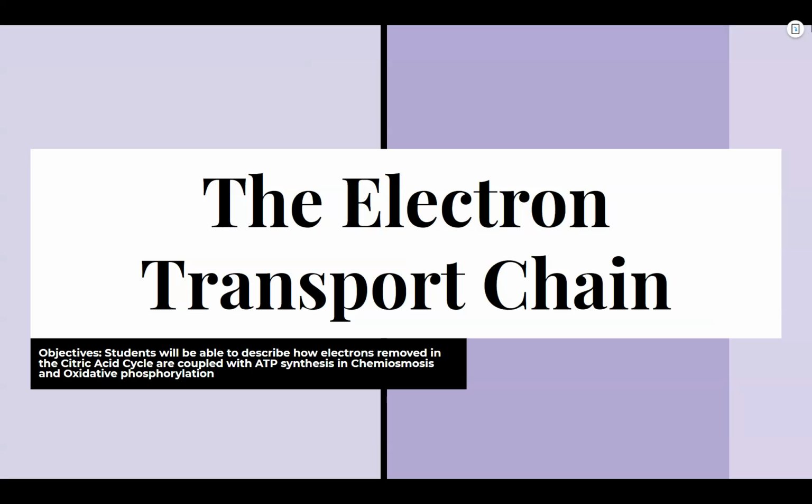My goal for you is for you to be able to describe how electrons in the citric acid cycle, the electrons that we got from our Krebs cycle, are coupled or put into ATP via chemiosmosis. So, big, strong words today, but relatively simple concepts once we get them.